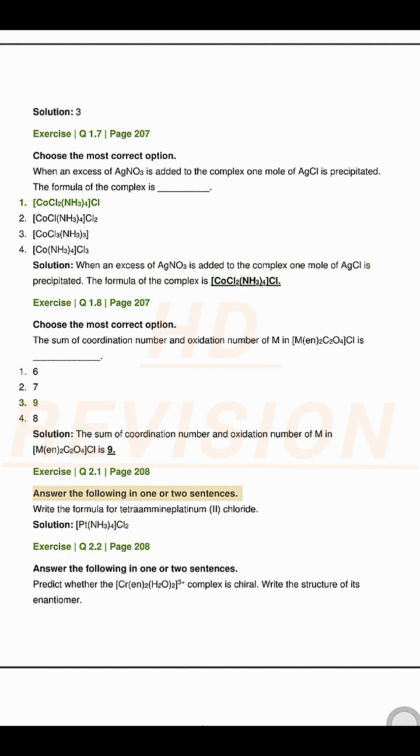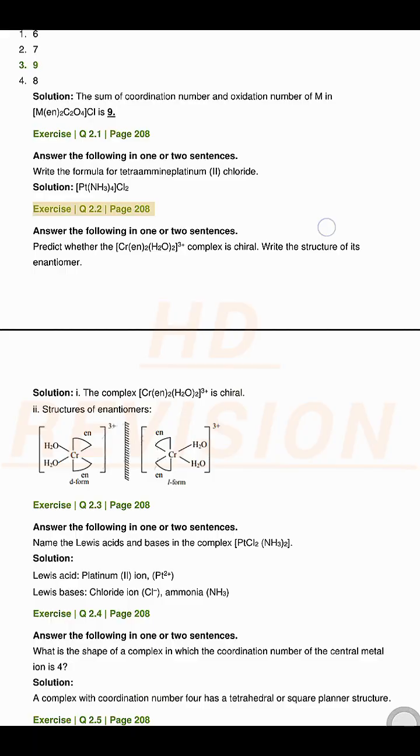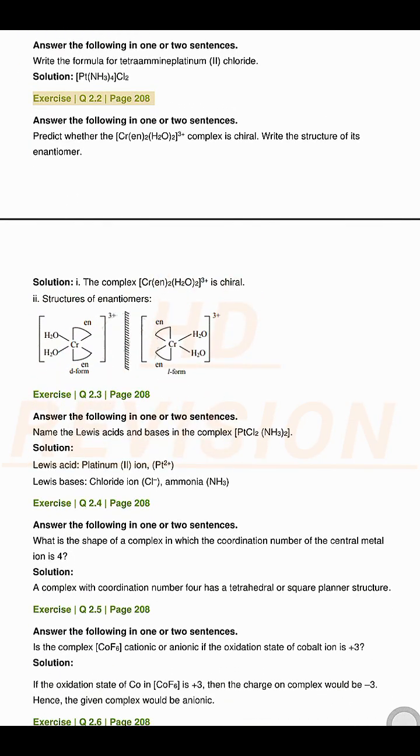Exercise Q2.1, page 208. Answer the following in one or two sentences. Write the formula for tetraammineplatinum(II) chloride. Solution. [Pt(NH3)4]Cl2.